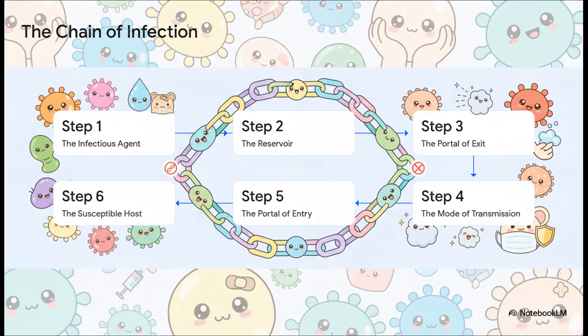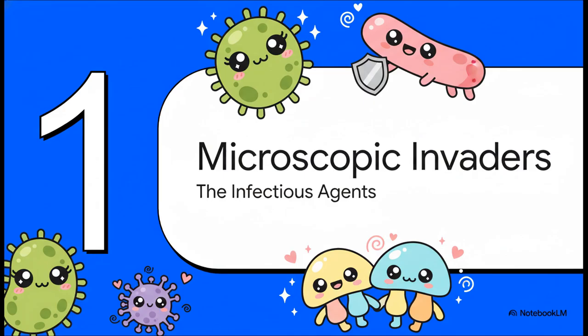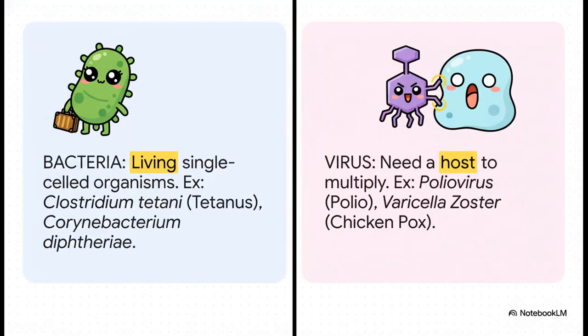So to beat the germ, first, we've got to understand its playbook. So let's start with link number 1, the infectious agent. This is our villain, the actual germ that's capable of making us sick. But not all germs are the same. They actually fall into a few different categories. The 2 big ones you're always going to hear about are bacteria and viruses. So what's the real difference?